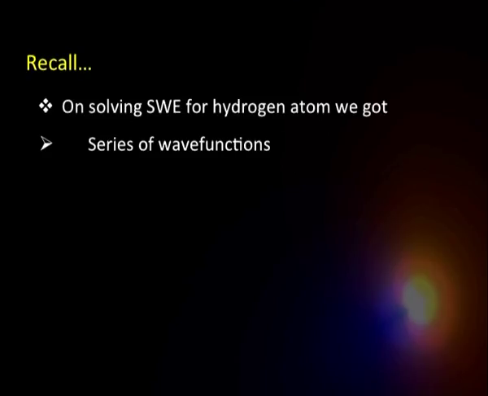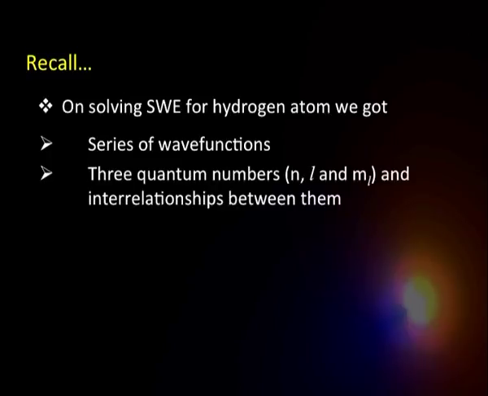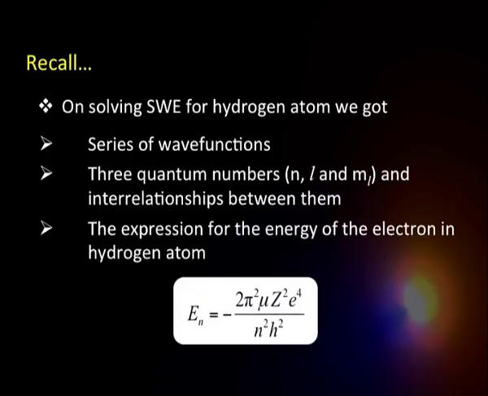And before we go further, let us do one more recall. If you remember, when we solved the Schrodinger wave equation for the hydrogen atom, we got three things. First was a series of wave functions, R, theta, phi and so on. Second, we got the quantum numbers and the interrelationships between them. And the third important thing was the expression for the energy of the electron in the hydrogen atom.